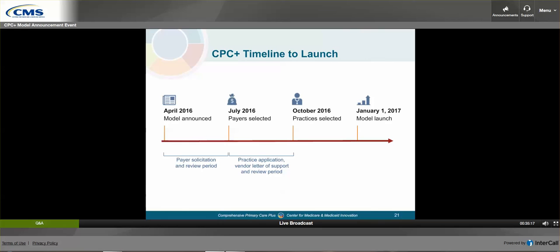We expect to announce the regions on July 15th, and at that time the practice application will be open for a month and a half, closing September 1st. You can see a draft of the practice application in Appendix B of the RFA. And this timeline will allow practices to get on board, will allow us to review applications, select practices, and have them on board in October so that the model can officially launch in January 2017.